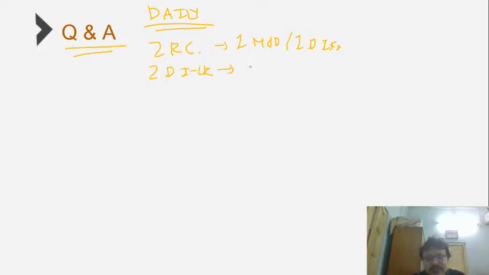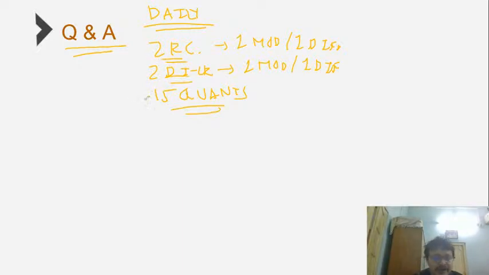As far as your daily practice is concerned, make sure that you're practicing 2 RC passages, 1 moderate, 1 difficult, 2 DLR sets, 1 moderate, again 1 difficult, and when it comes to quants, you're practicing 15 quants questions. In case all your topics are covered in quants, then go into just random practice of quants questions, 15 quants questions in a time-bound fashion.